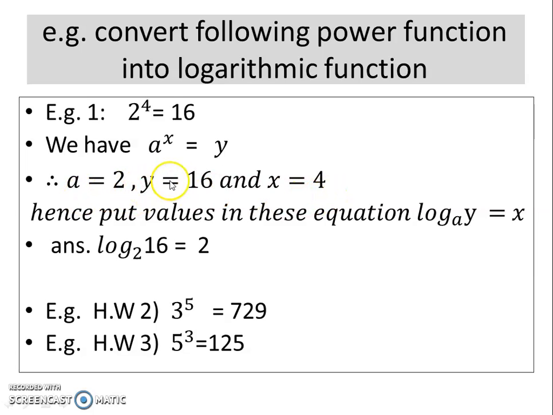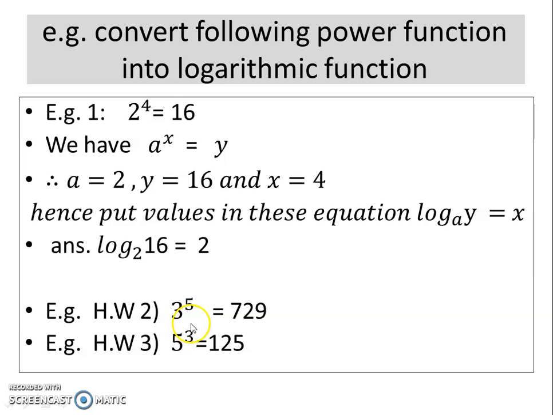So I put the values by comparing these with this expression. Hence, we put all these values in the equation log y to the base a is equal to x. That is, base is a, y is the answer, x is the index and log is the function. So I put the three values in this expression, and we derive log 16 to the base 2 is equal to 4.